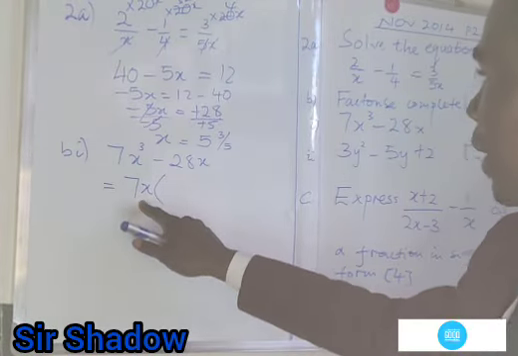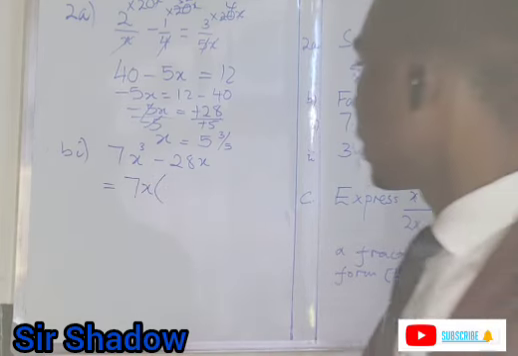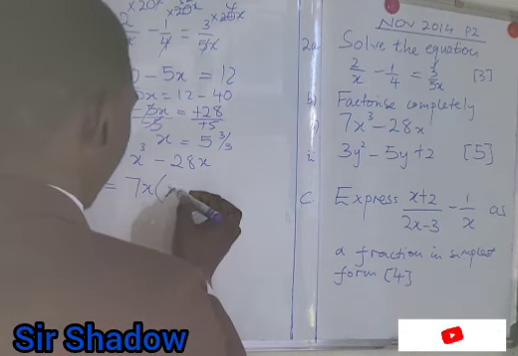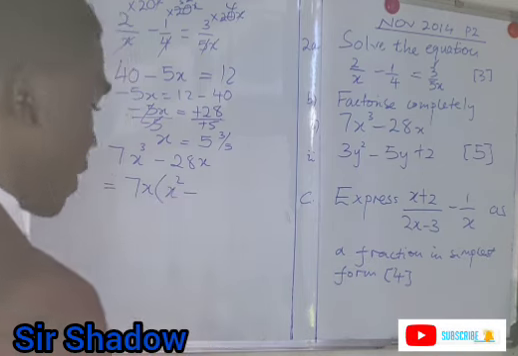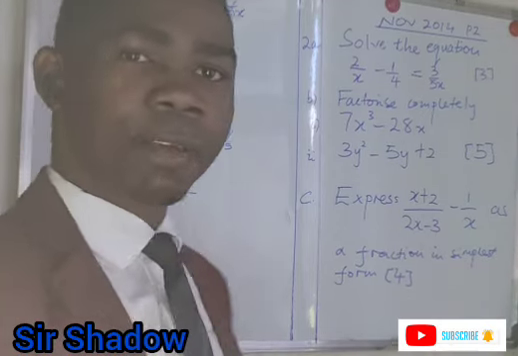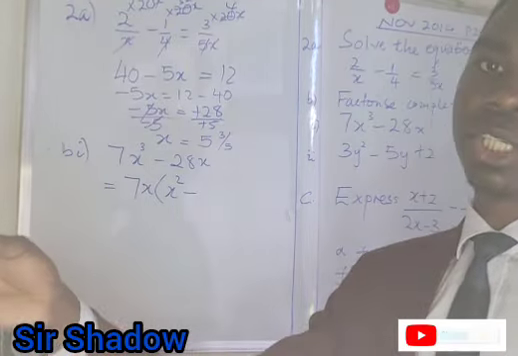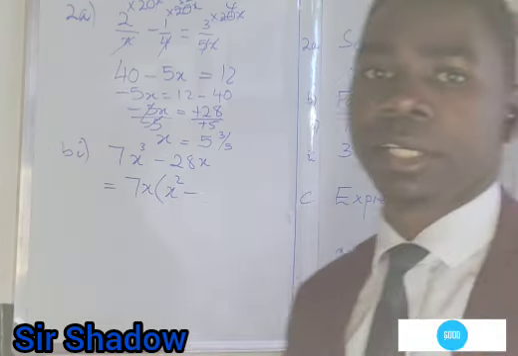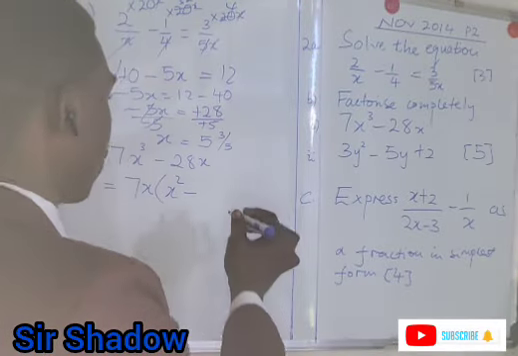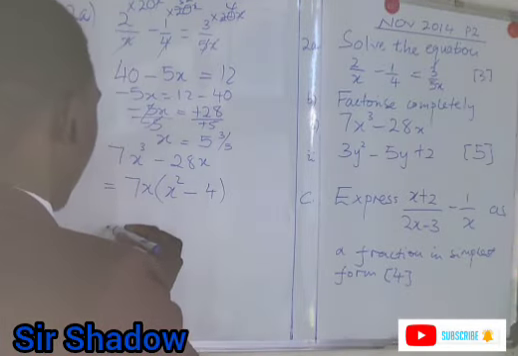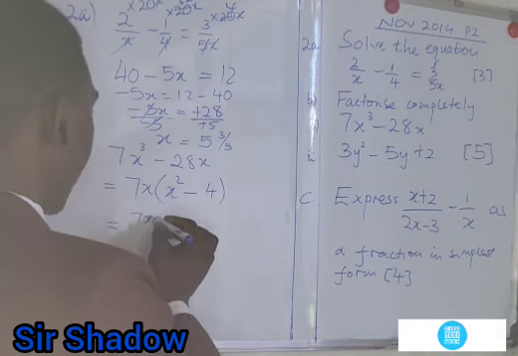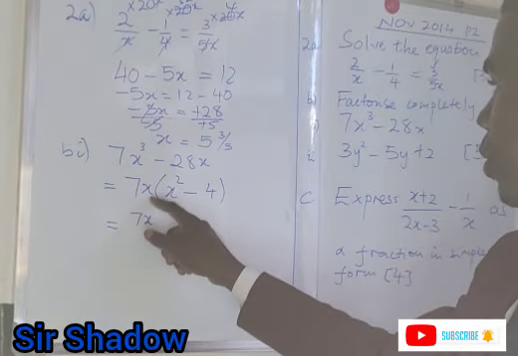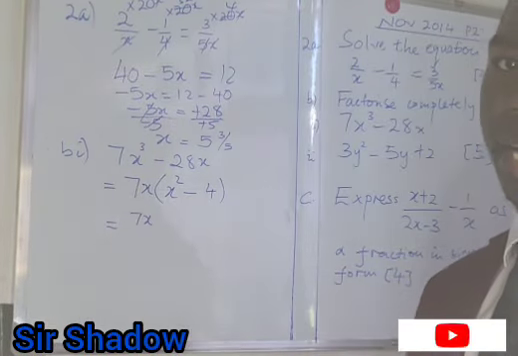Then 7x into 7x cubed is x squared. Remember, 7 into 7 is 1, and x into x cubed is x squared. So x squared minus 7 into 28. Say 7, 14, 21, 28, that is 4 times, which means 7 into 28 is 4. X into x is 1. So 7 times 4 times 1 is 4. So this is equal to 7x open bracket x squared minus 4.